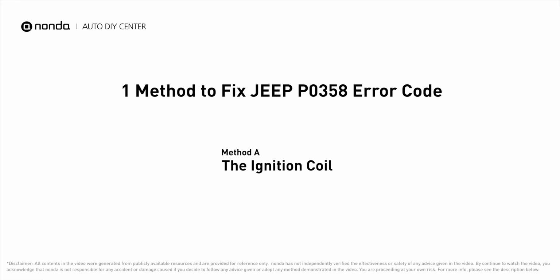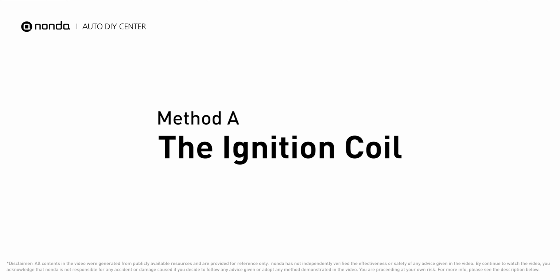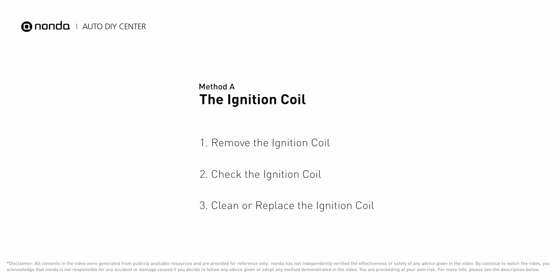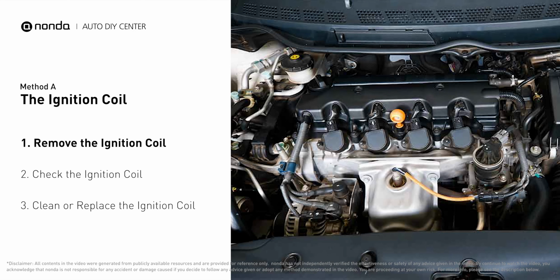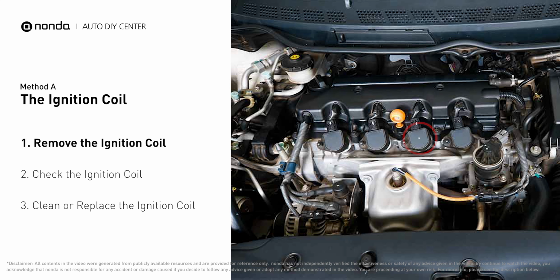Here is one of the most practical solutions to fix Jeep's P0358 error code. Method A, the ignition coil. The ignition coil is either physically connected to the spark plug with wires, or it sits on top of the spark plug without using wires.